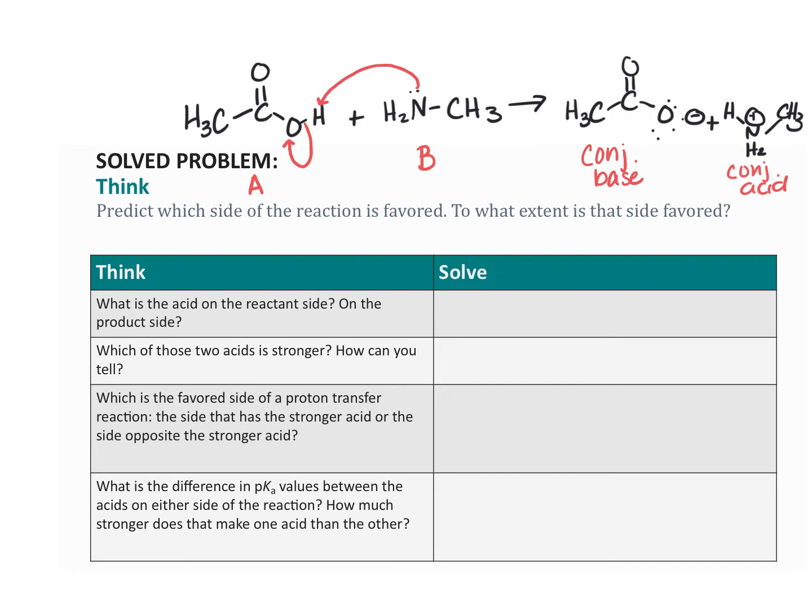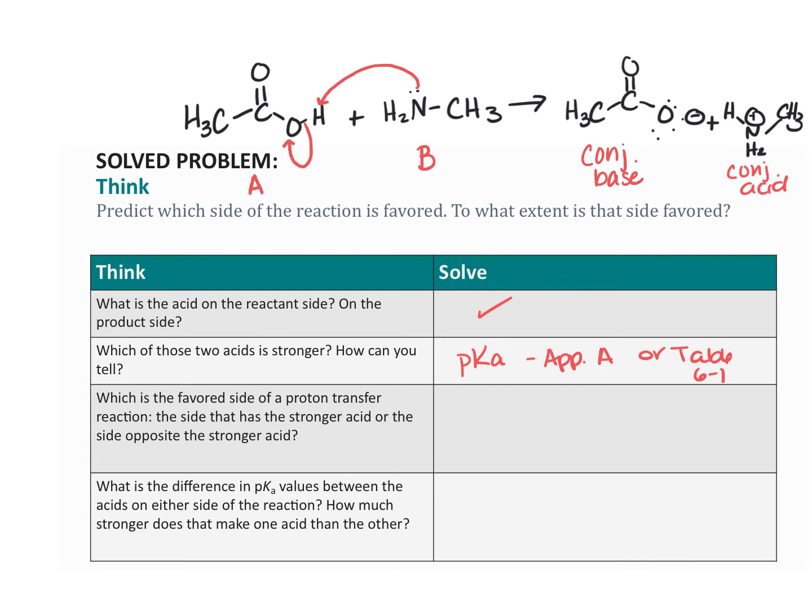So now when I'm trying to predict which side of the reaction is favored and to which extent that's favored, I've already done number one, which is to identify the acid on the reactant side and the product side. I've identified those. Then I need to ask myself, which one is stronger? And so you need to compare pKa values. You can either use Appendix A or Table 6.1, okay?